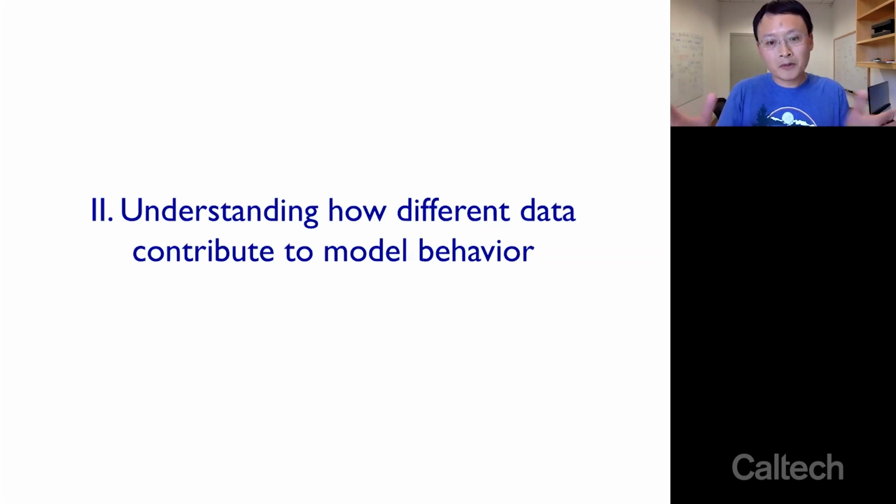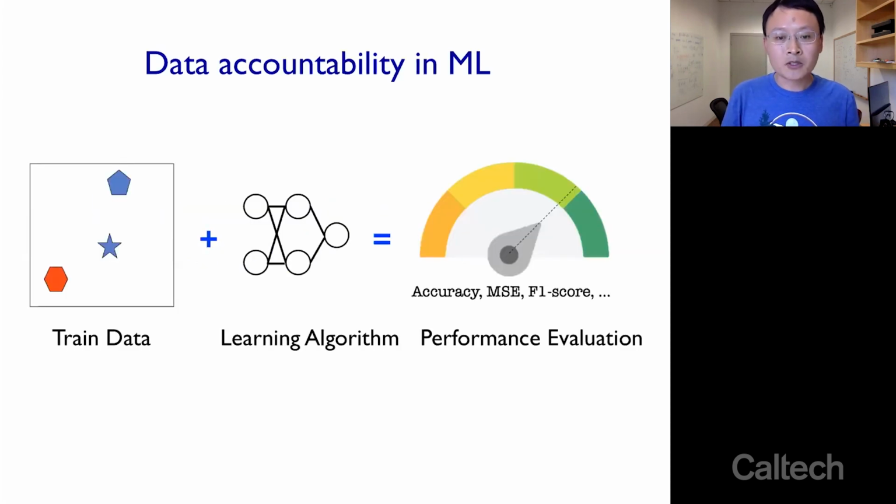So now that we know what data goes into a particular algorithm, the second step is that we want to take a much deeper look to understand, in a given data set, how the different parts of the data contribute and interact to impact the model's behavior. So what does that mean more concretely? I want to briefly introduce this notion that we're calling data accountability in machine learning.